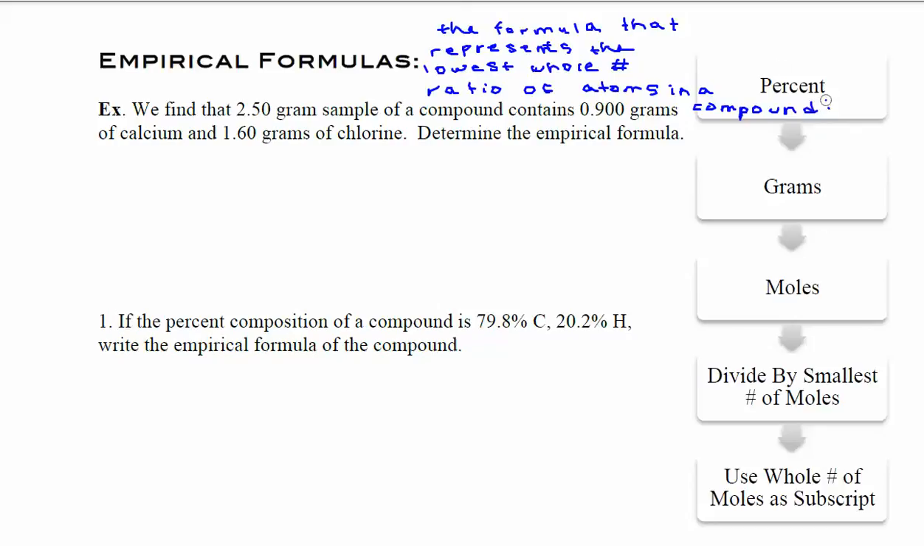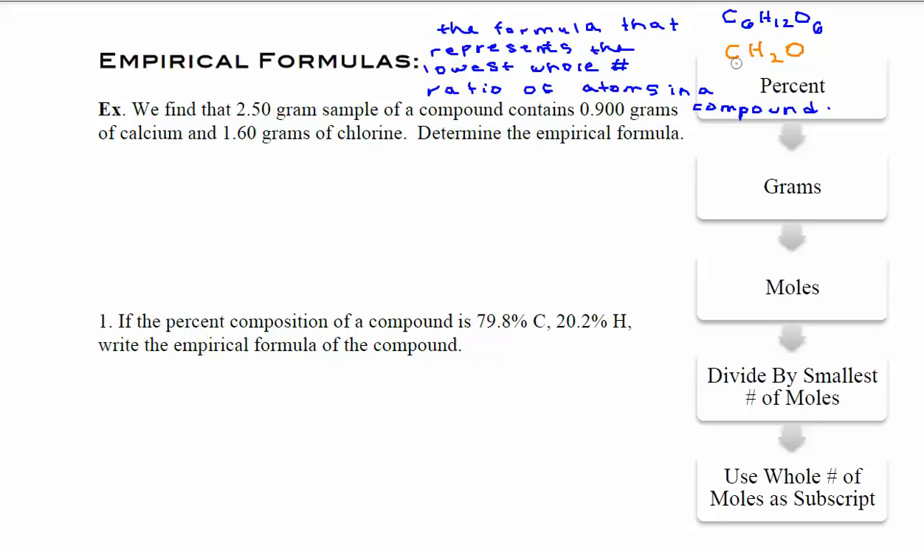So, for example, if I give you C6H12O6, this molecule is glucose. Now, if you notice, this isn't the simplest whole number ratio. So therefore, this is not actually the empirical formula. There's a 6, there's a 12, there's a 6. You can reduce this. It's not the lowest whole number ratio. So if I divide all of these subscripts by 6, I get CH2O.